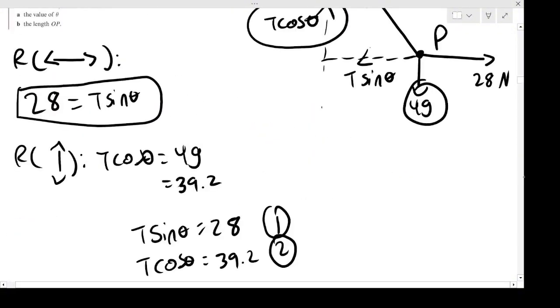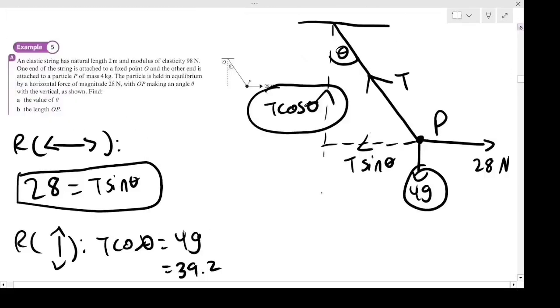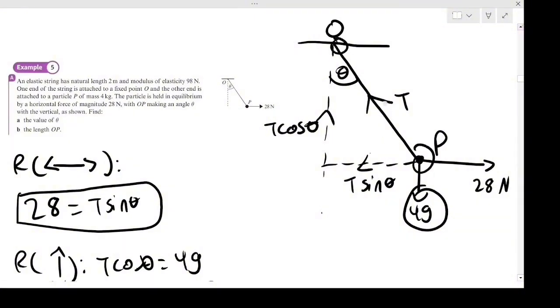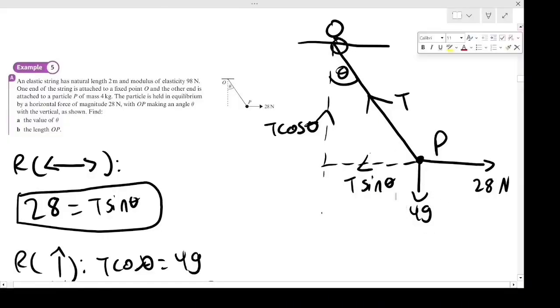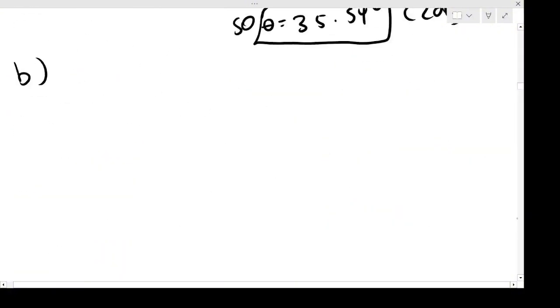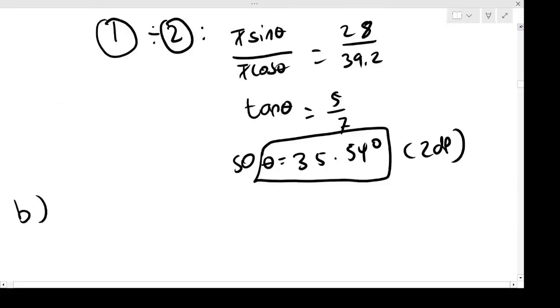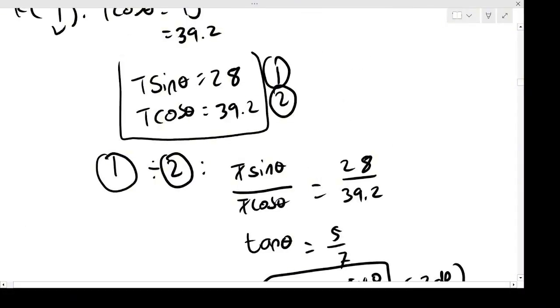Then for part B, they want me to find the length OP. Now I should say again, O is here and P is there. So in other words, they want the length of the string, because the string is OP. Well, if we go back to our simultaneous equations here, I know what theta is now, so I can find T, the tension.